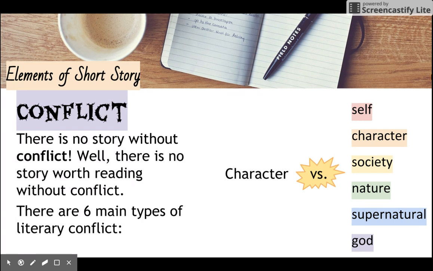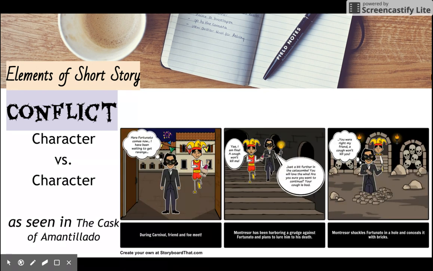So we're going to take a look at 6 of the main types of literary conflict. There are a few other possibilities, but these are the ones that we're going to focus on. So we'll start with the 4 main ones, which are self, character, society, and nature. These are the ones we see most often.